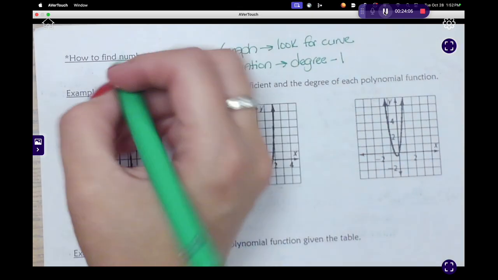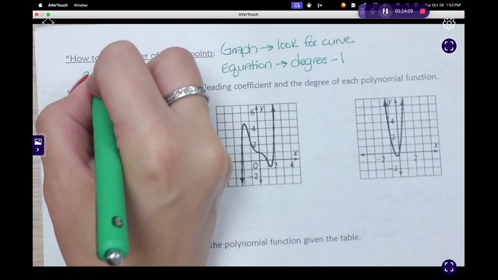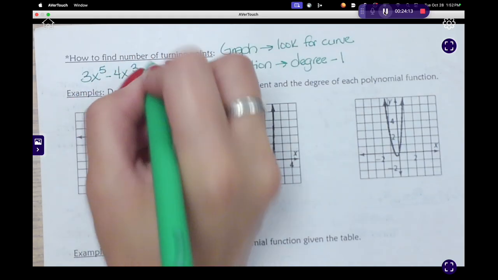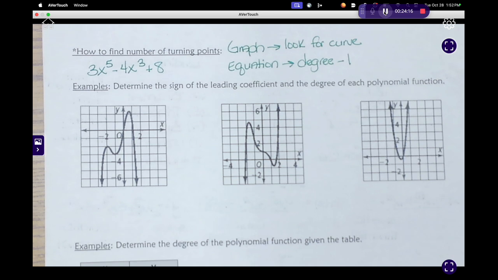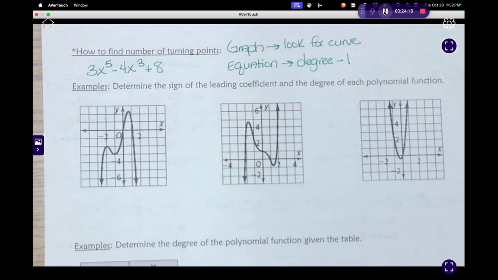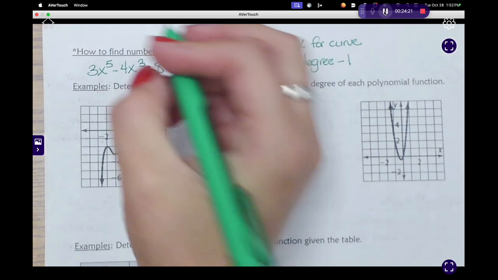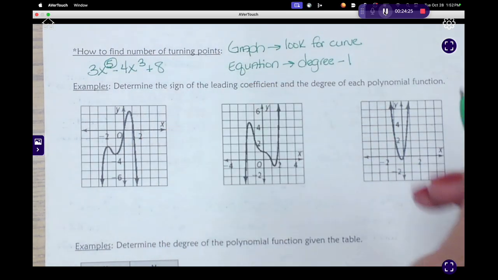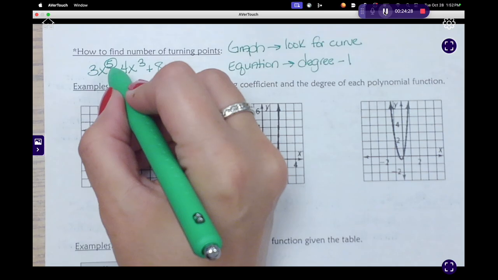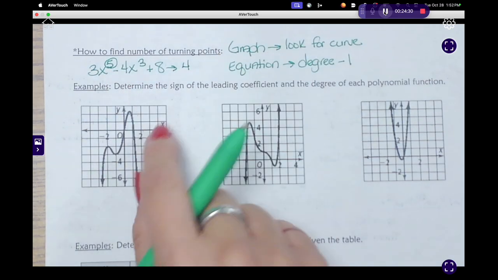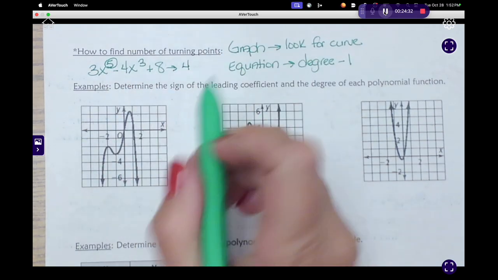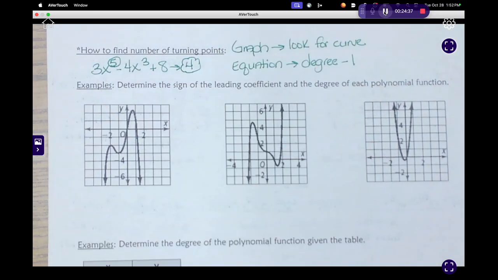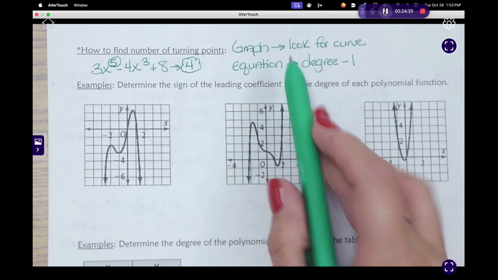So for example, if I give you 3x to the 5th minus 4x to the 3rd plus 8, and I say, without graphing it, tell me how many curves this graph would have. Okay, so I know the degree is 5. So if I ask how many turning points it would have, I just take 5 minus 1. That means that graph would have 4 curves in it, 4 parts where it changes direction. So the turning points you can use in both the graph and the equation.